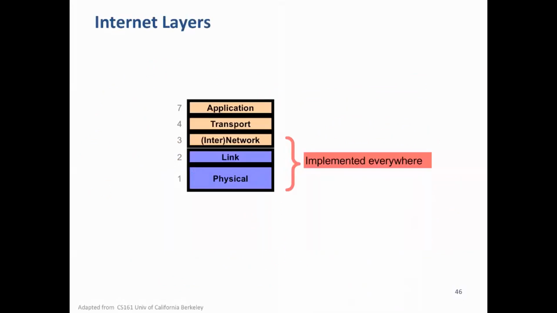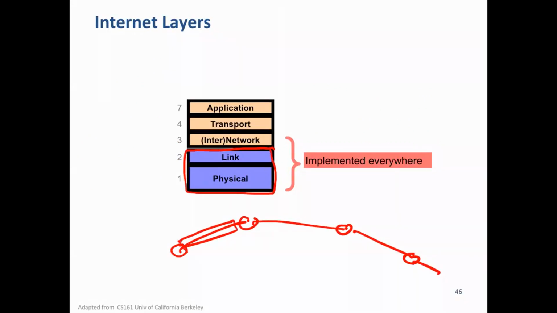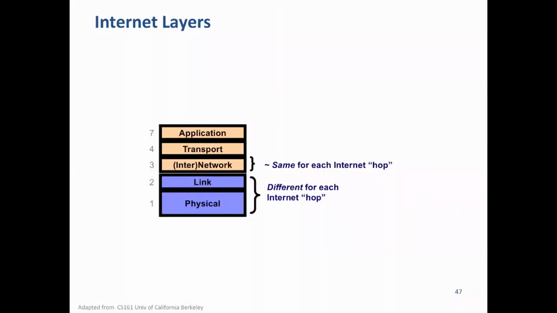Now let's come back to this layered model. Note that the link layer and physical layer are implemented at all the nodes in the internet. These three, link layer, physical layer, and network layer, are implemented all over. We have seen a diagram also, right? And at the end, we have the transport and application layers, right? So this we have already discussed.